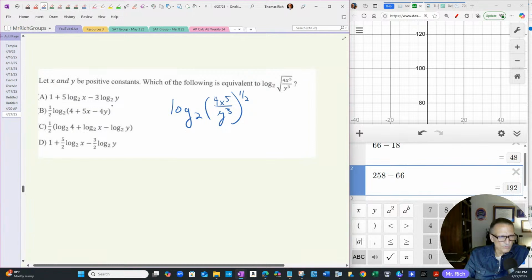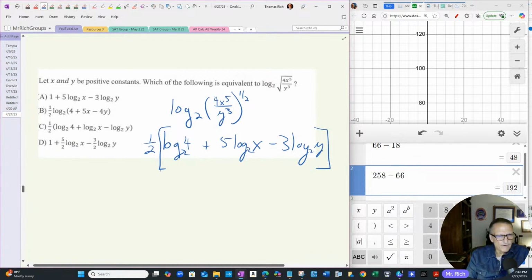Looking at my answer choices, I think I'm going to bring the 1/2 out to the front. And then what's that going to do? That's going to do this. It's going to be 1/2. And now I'm going to split this apart. So this will be 1/2 log of 4 plus 5 log x minus 3 log y. And these are all base 2s.